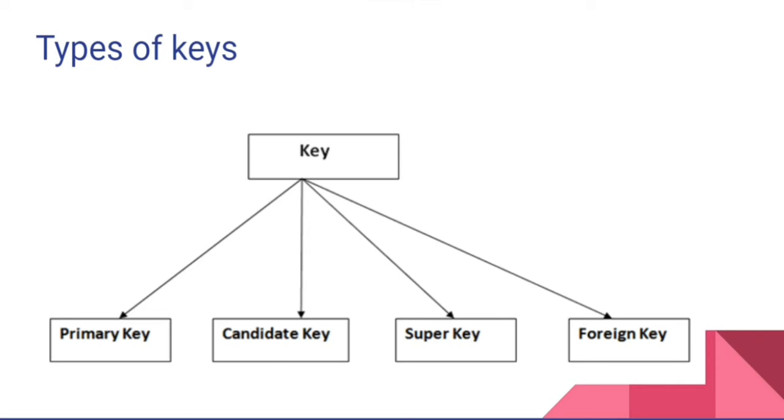So we have the types of keys. We have different types of key: primary key, candidate key, super key, and foreign key. So let's explore one by one.